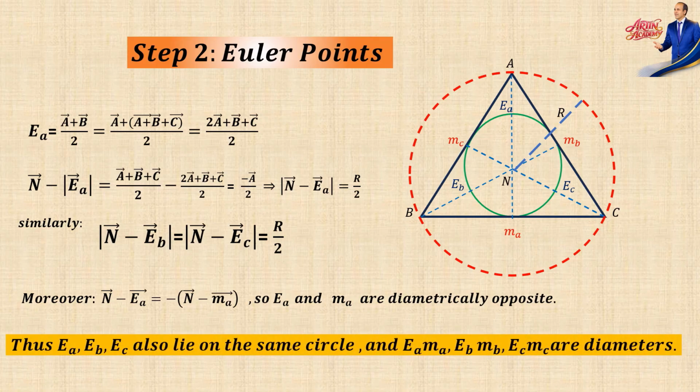Moreover, vector N minus vector E sub A is equal to the negative of the quantity vector N minus vector M sub A. Therefore, E sub A and M sub A are diametrically opposite points. Similarly, E sub B and M sub B, and E sub C and M sub C are diametrically opposite points. Thus, E sub A, E sub B, and E sub C also lie on the same circle.